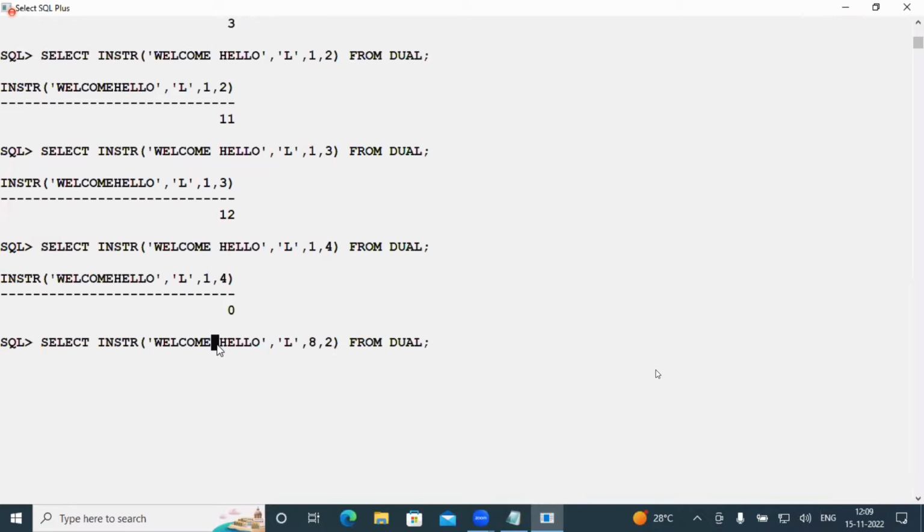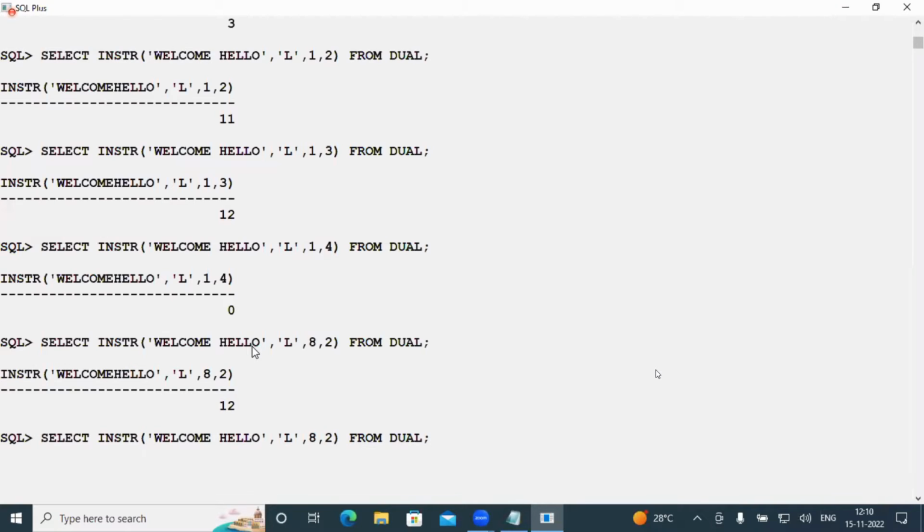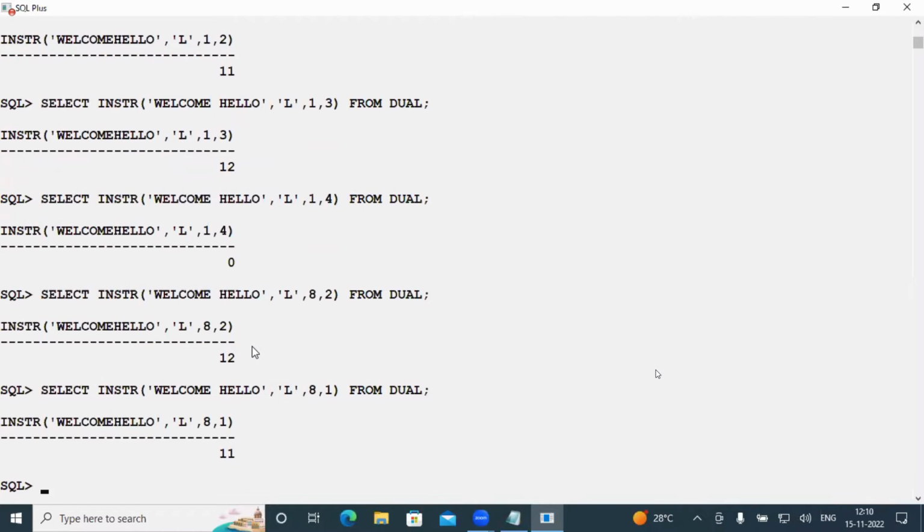Space now? Yes, space. So from the space onwards, count. I started here onwards. Which occurrence of L am I asking? The second occurrence of L. What is my second occurrence of L after space? After space, what is my second occurrence of L? 12. Now? Yes, 12. Suppose I'm using from the space, I'm asking the first occurrence of L. How much? 11. Okay, now? This is 11.